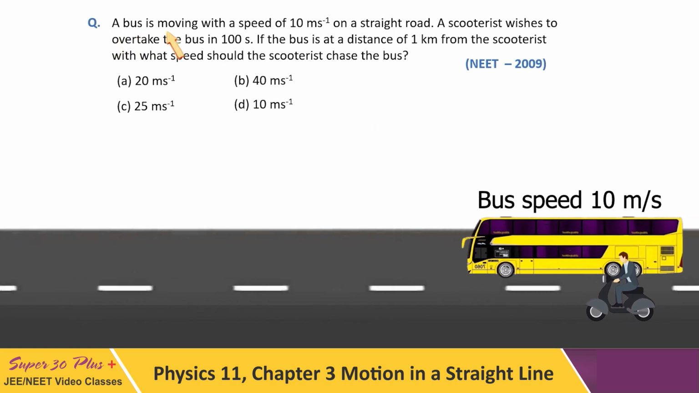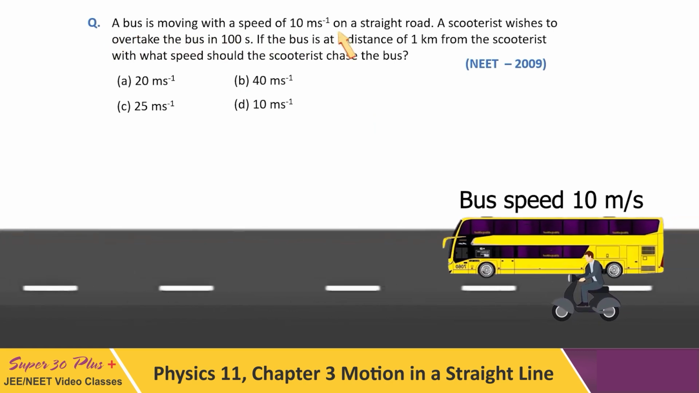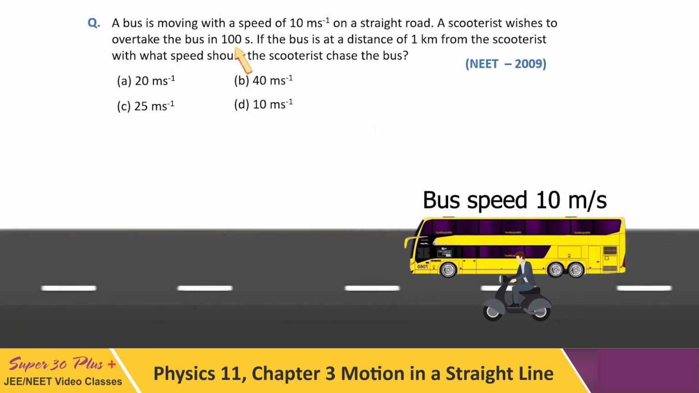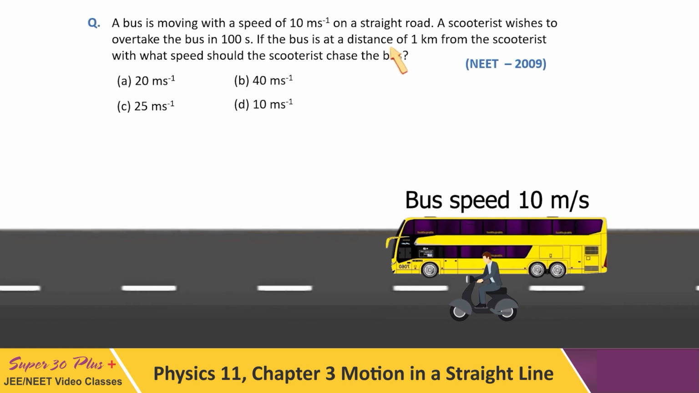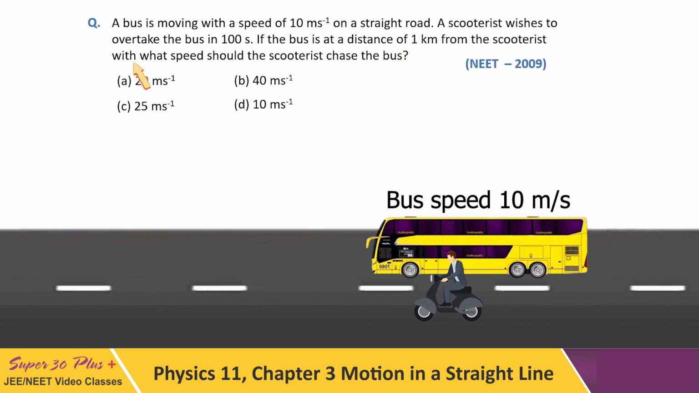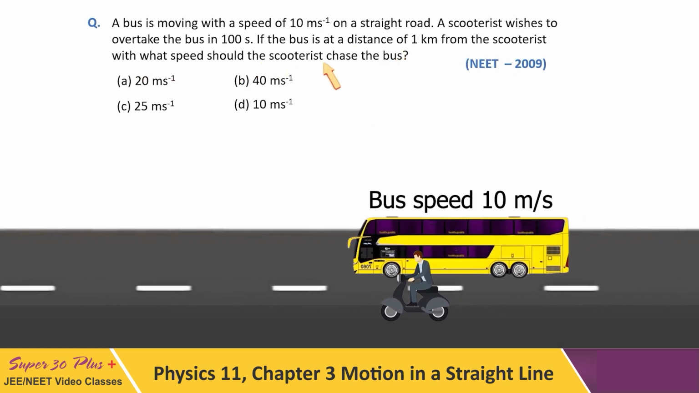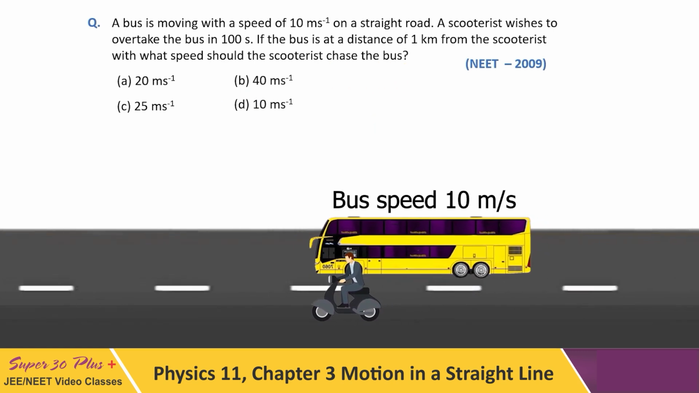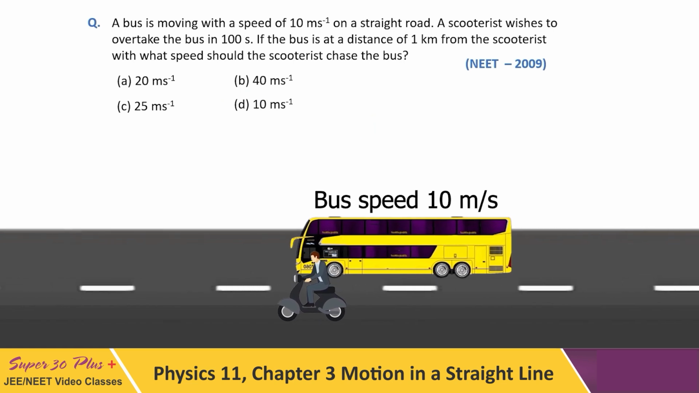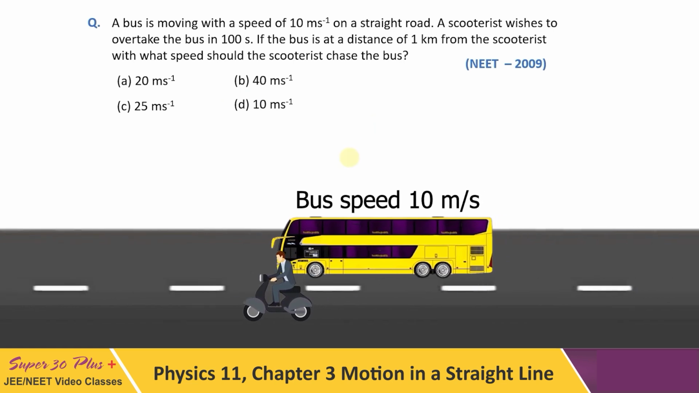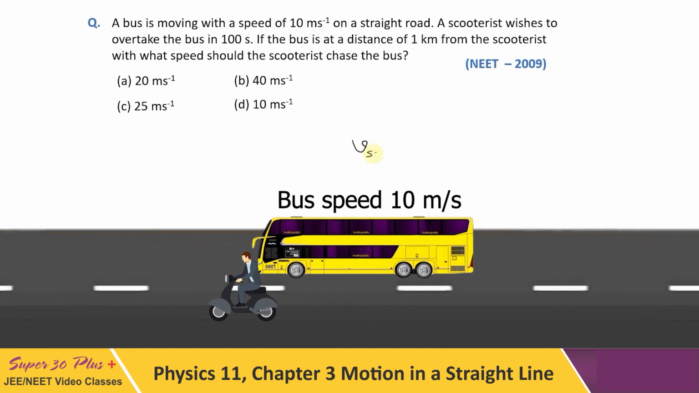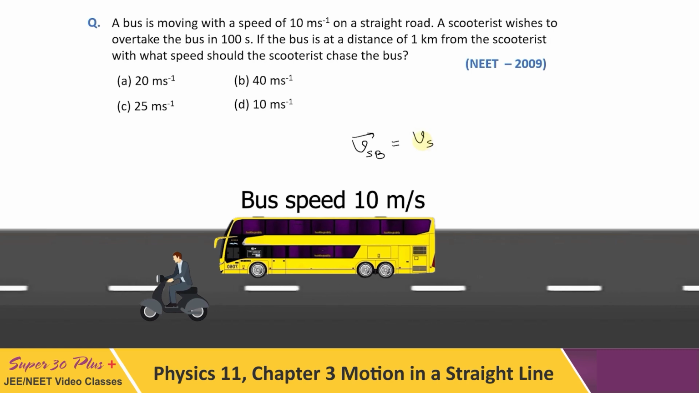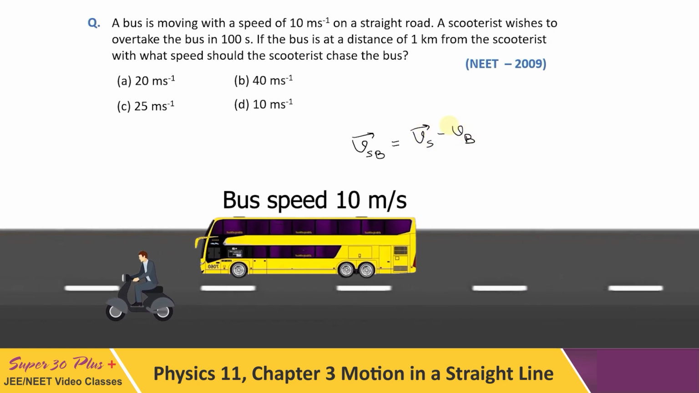A bus is moving with a speed of 10 meter per second on a straight road. A scooterist wishes to overtake the bus in 100 seconds. If the bus is at a distance of 1 kilometer from the scooterist, with what speed should the scooterist chase the bus? Okay, so this is something related to relative motion. Now I am writing relative velocity of scooter with respect to bus. How it can be written? Velocity of scooter with respect to bus. I am using the vectorial representation. That will be velocity of scooter minus velocity of bus.